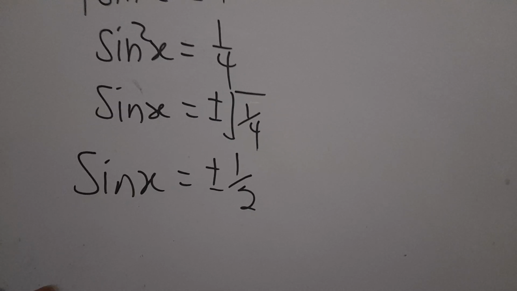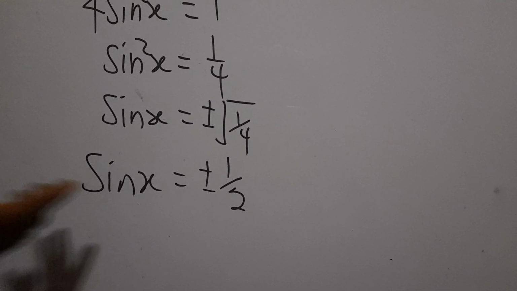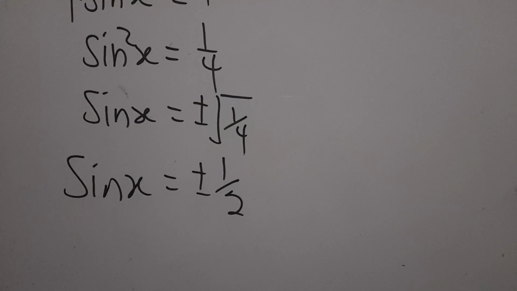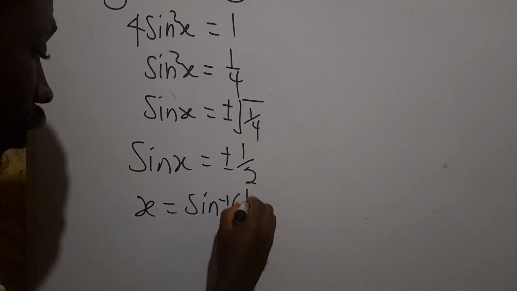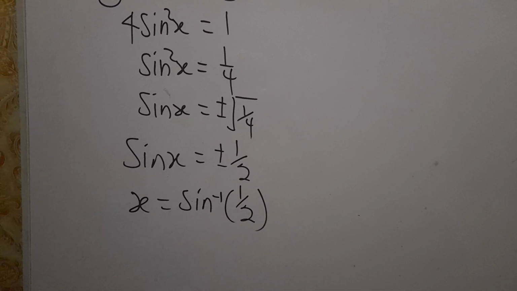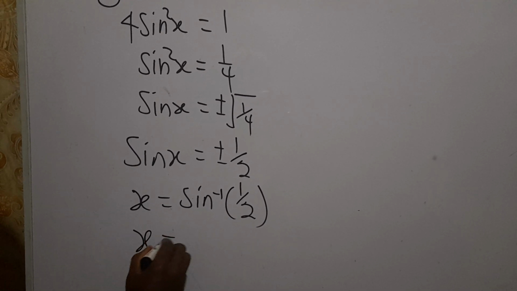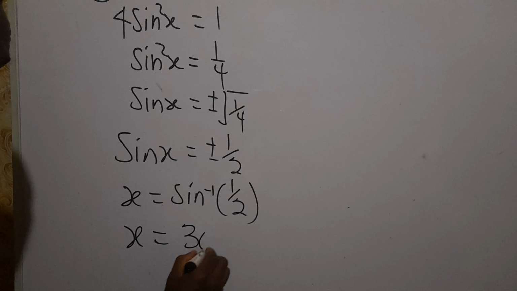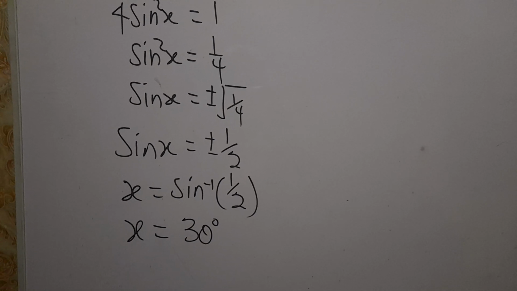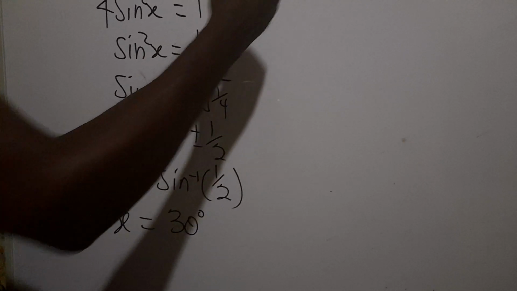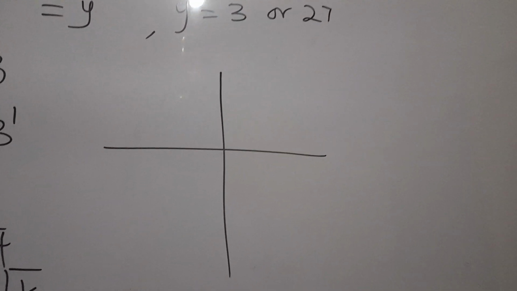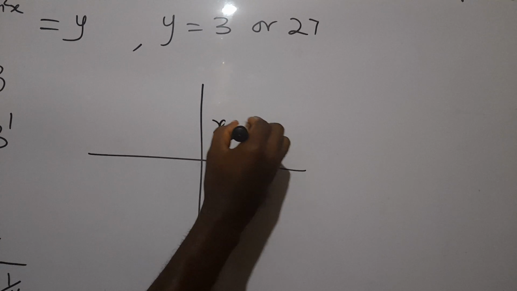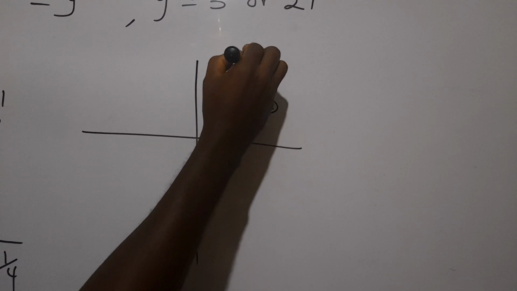So now we'll find all possible values of x. So first we find sin inverse of half. And remember, sin inverse of half is 30 degrees. That's for the first quadrant. So we'll find other possible values of x. Remember here, our s is equal to theta for the first quadrant.